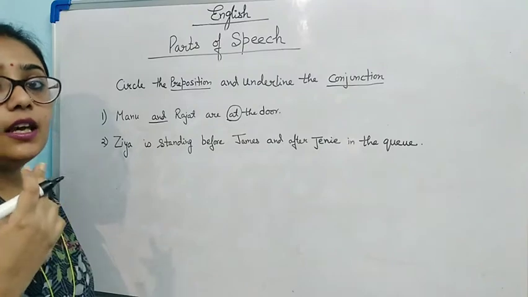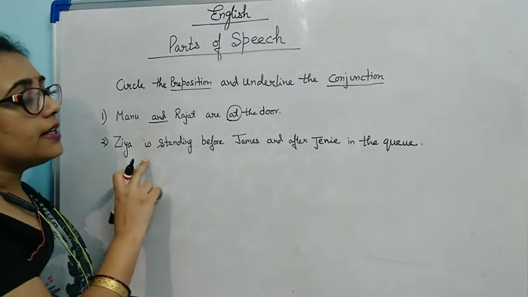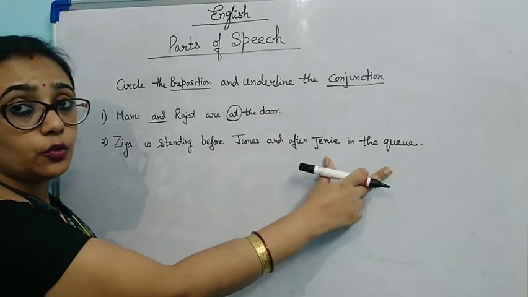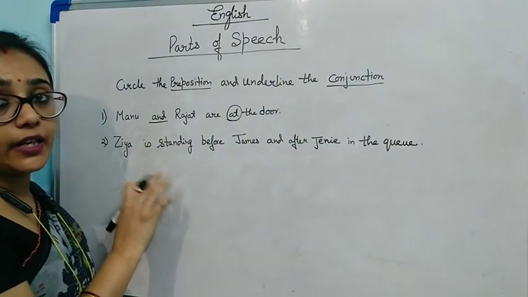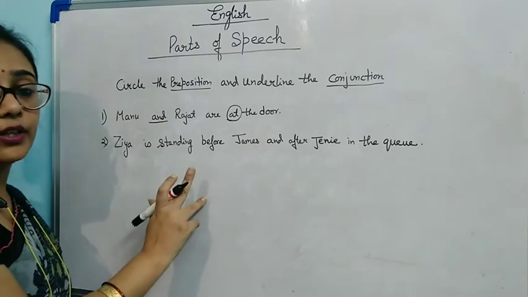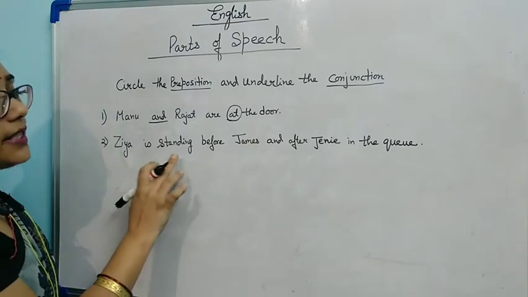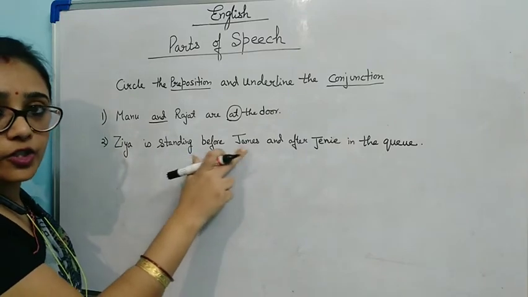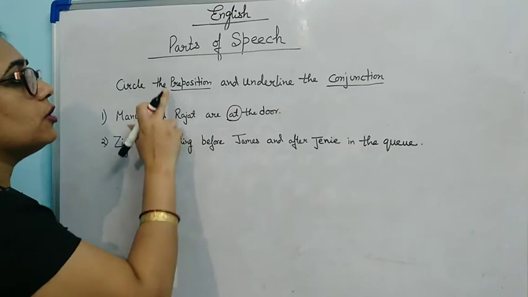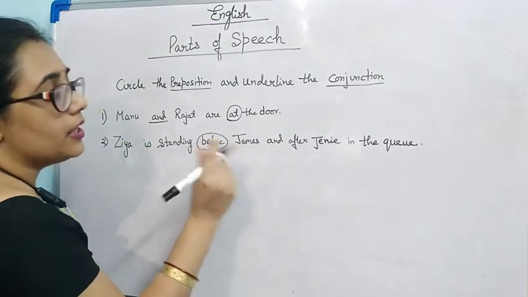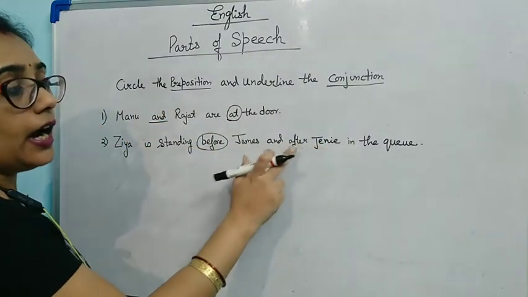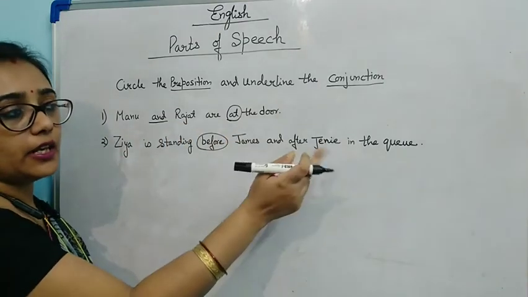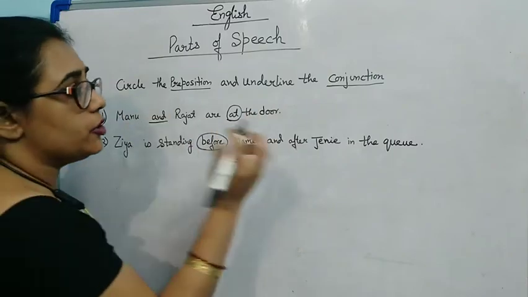Okay. Now, let's see another example. Zia is standing before James and after Jenny in the queue. This is a long sentence. Pay attention here how we have to solve it. Zia is standing before. The position of Zia is before James. So, before is also preposition and after Jenny. After is also showing the position of Zia. Zia is standing after Jenny. So, after is also preposition.